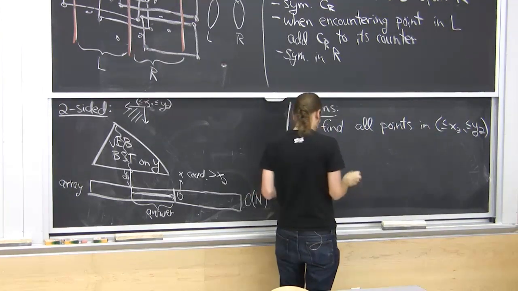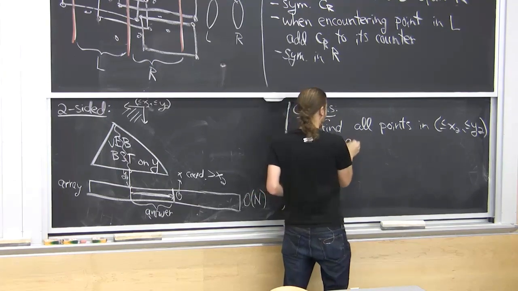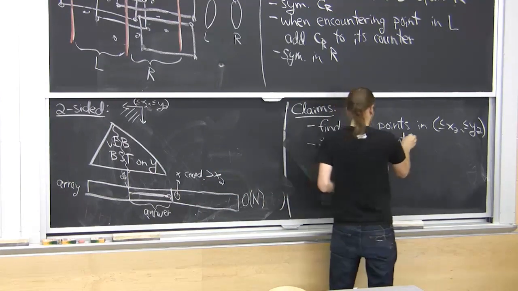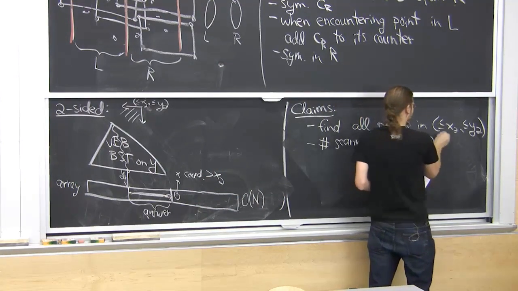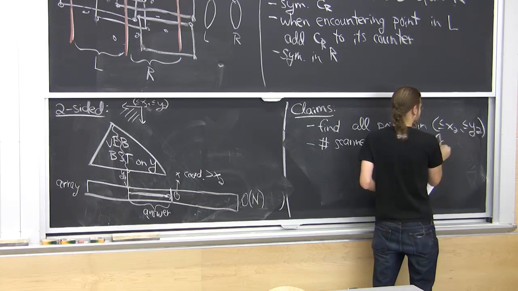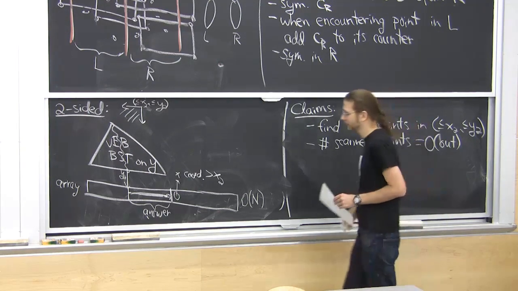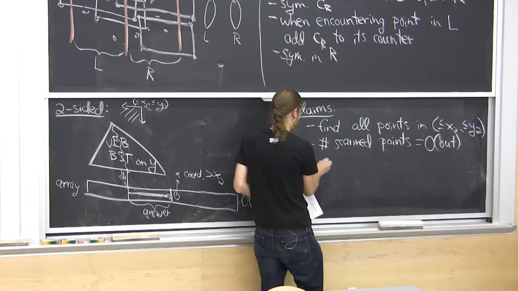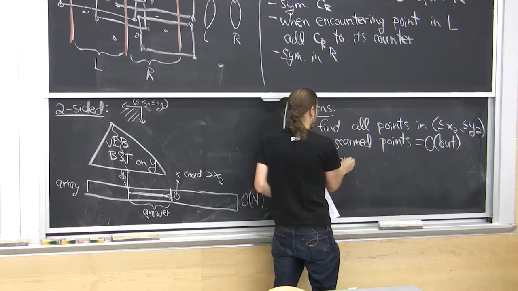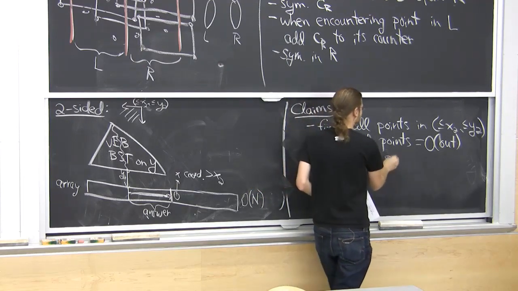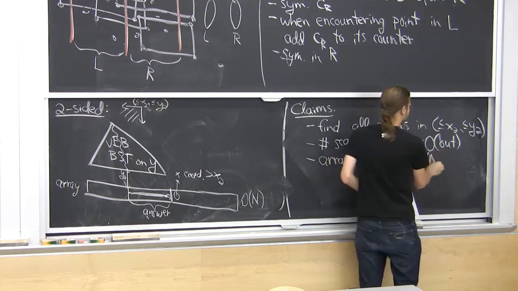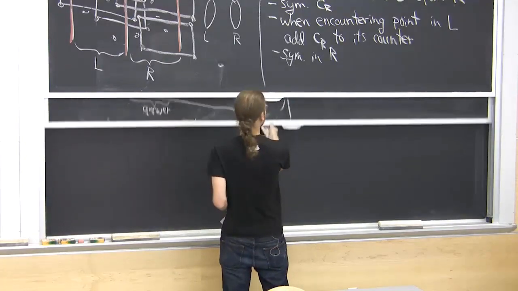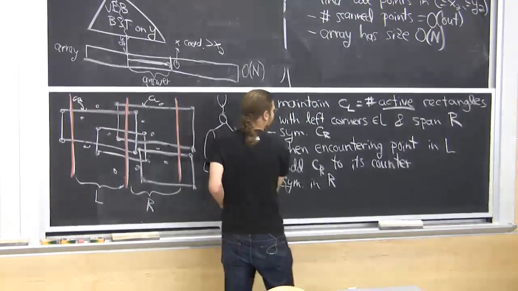Second thing is that the number of scanned points, the length of that step here, is order the size of the output, the number of actual output points. So we don't waste time doing the scan. And the other thing is that the array has size order n. That's sort of the biggest surprise to me. So those are the three things we need to prove about the algorithm, which I will now tell you.